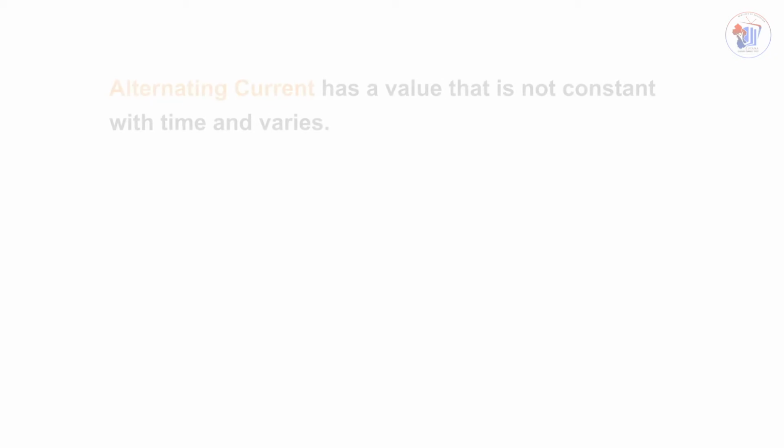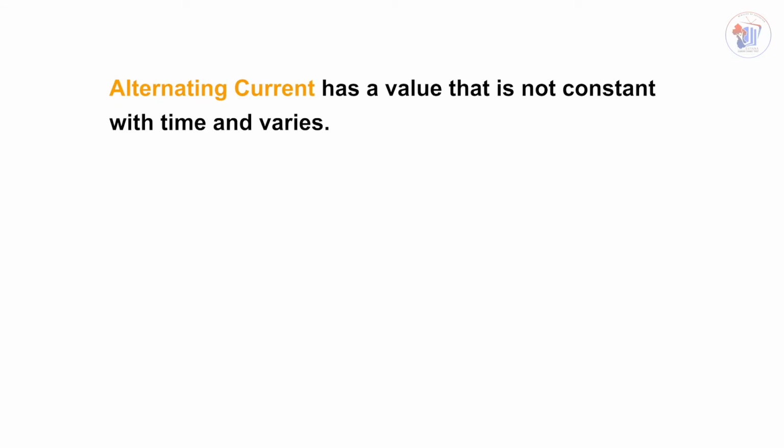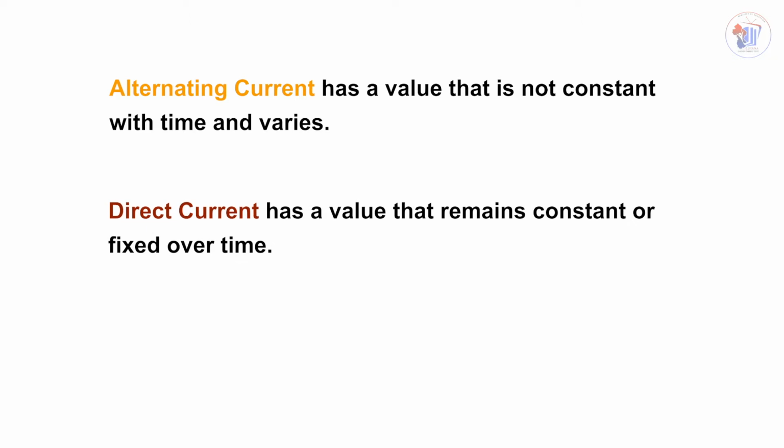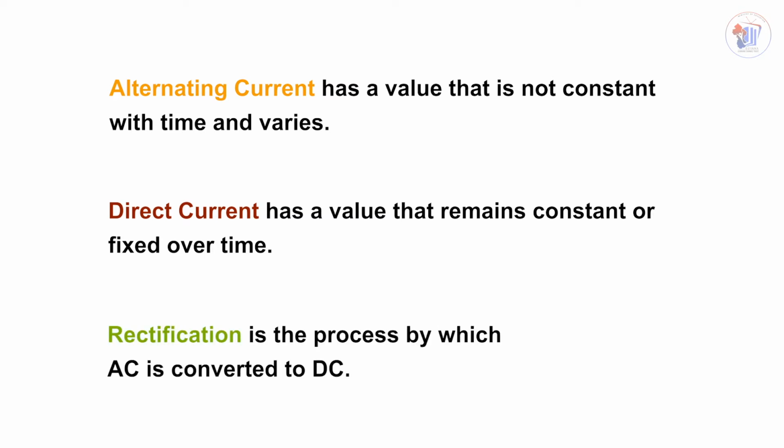Alternating current is essentially current whose value is not constant with time, it varies, hence the term alternating is applied to it. Direct current is current whose value remains constant or fixed over time. And rectification is the process by which AC is converted to DC.